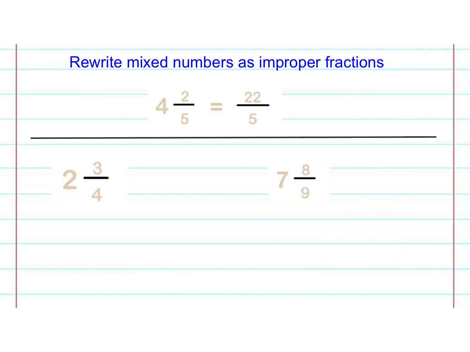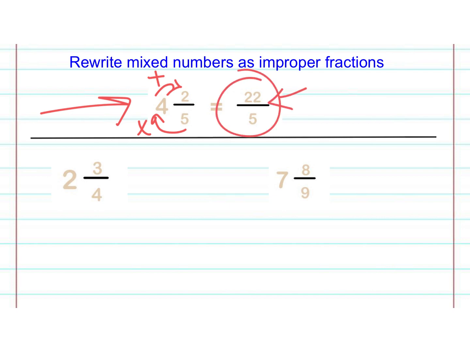Super quick review on rewriting mixed numbers as improper fractions, because we need to make sure that we do that correctly when multiplying mixed numbers. So if we have 4 2/5, remember we start with our denominator, and we would do 5 times 4 and get 20, plus 2 would get me 22, and then keep the denominator the same, so we'd have 22/5.